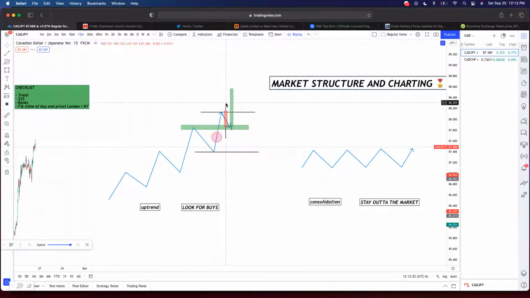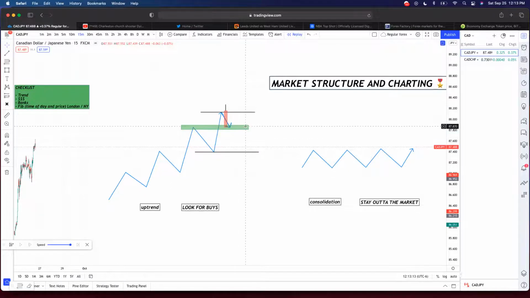But yeah, that is a break and close of structure. This is what you're looking for, and you're going to add price and time to that. So like I said, let's say price closed below that structure, right? So now you're going to be looking for discounted price.